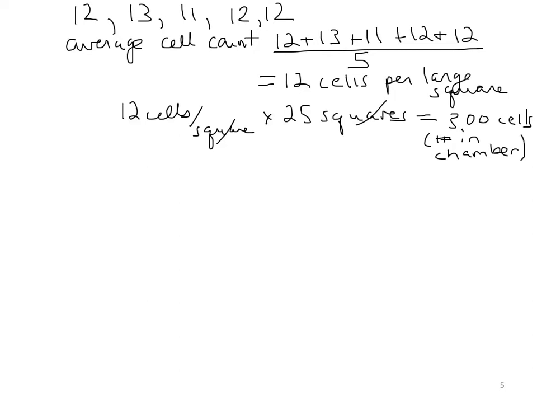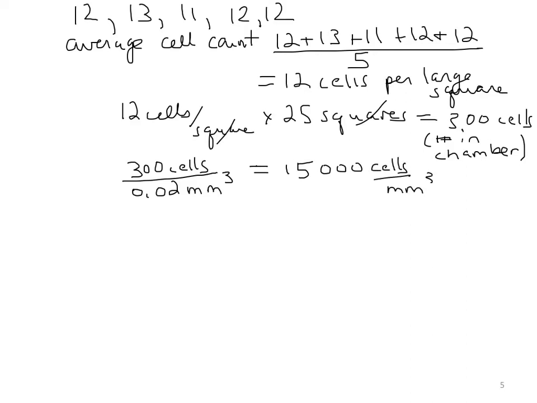That still doesn't give us a concentration, right? Like a number of cells per volume. So in order to determine the concentration, you need to factor in the volume of the chamber. So you take the 300 cells and you divide it by that volume, which, as I told you a moment ago, is 0.02 millimeters cubed. And that's going to give me 15,000 cells per millimeter cubed. And as I mentioned a moment ago, that's not a particularly helpful unit.